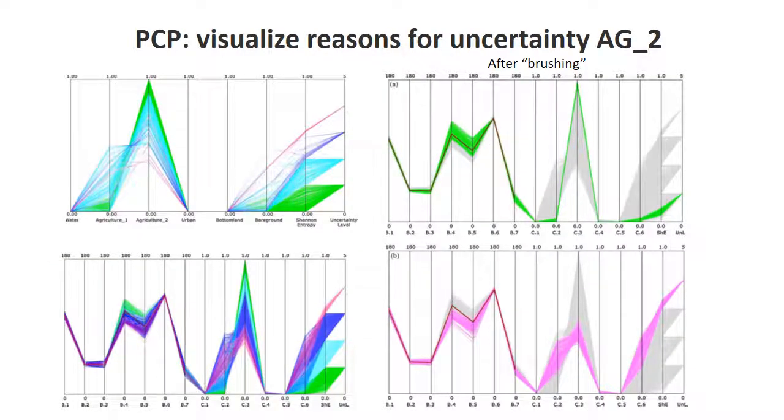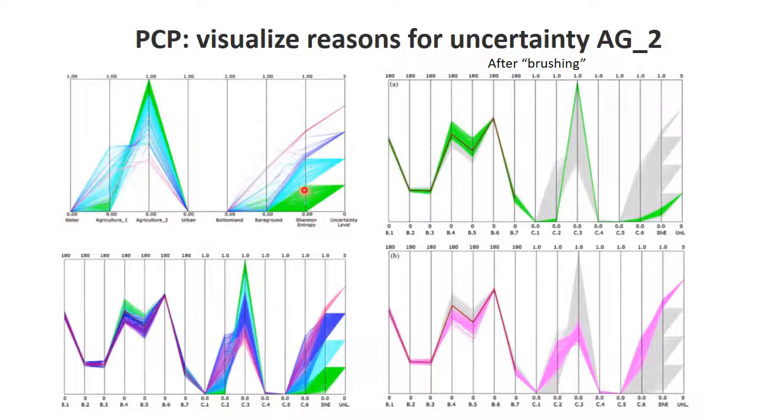So after having done this analysis, we can now create some more PCP plots. In this first PCP plot, we plot the Shannon entropy for the agriculture 2 class. So this is that entropy, and we also plot the probability here of the various other classes.